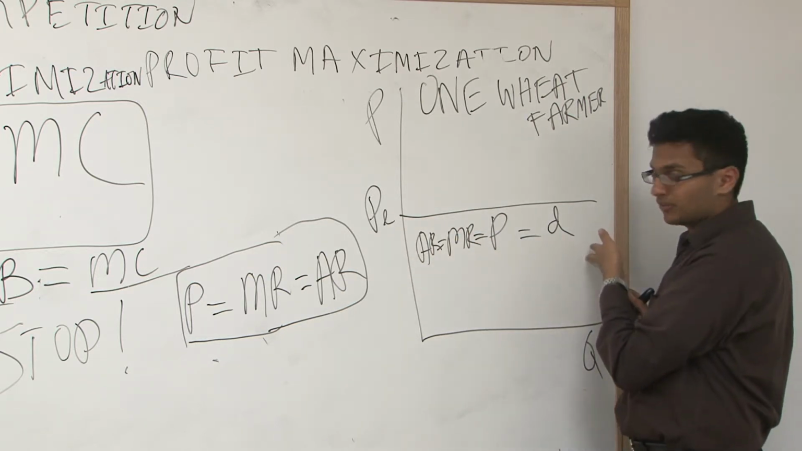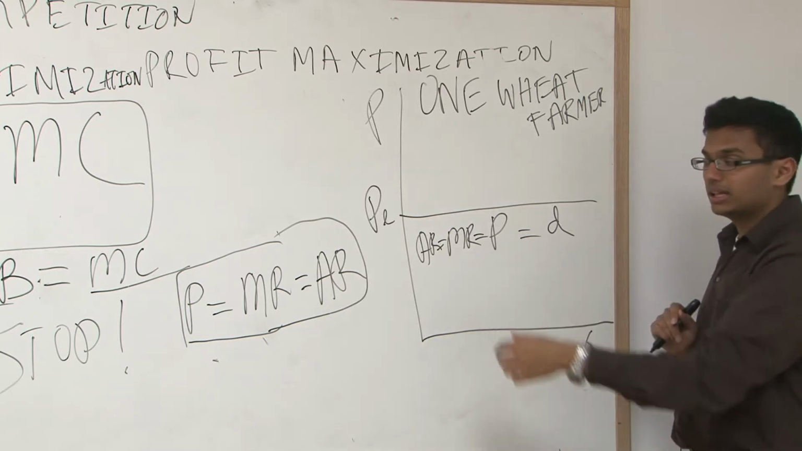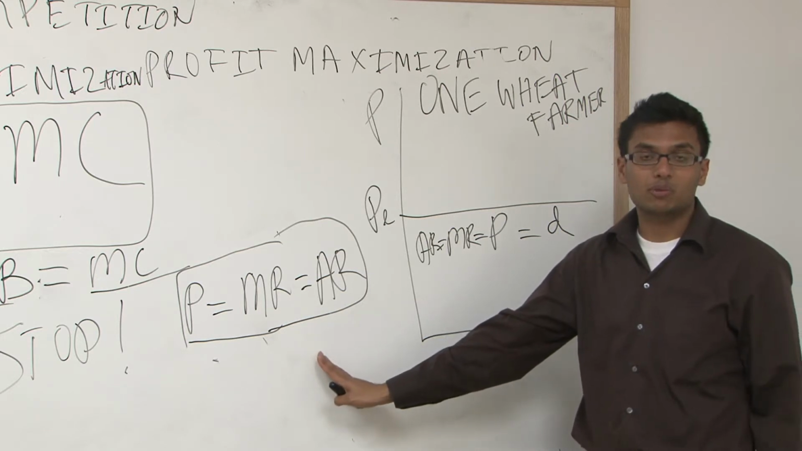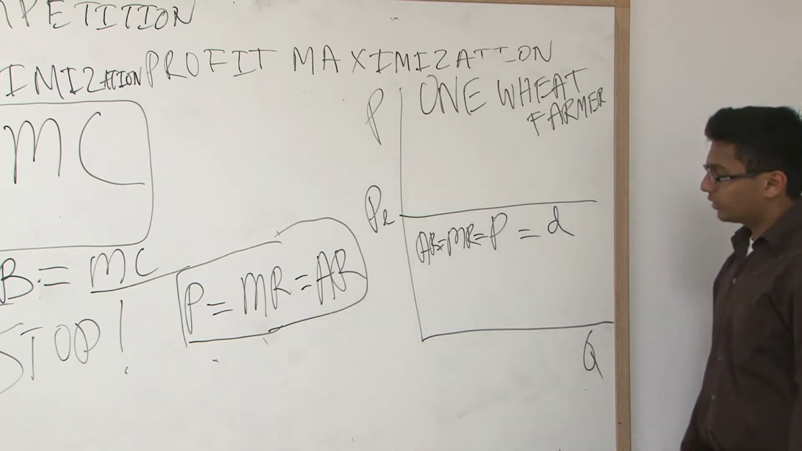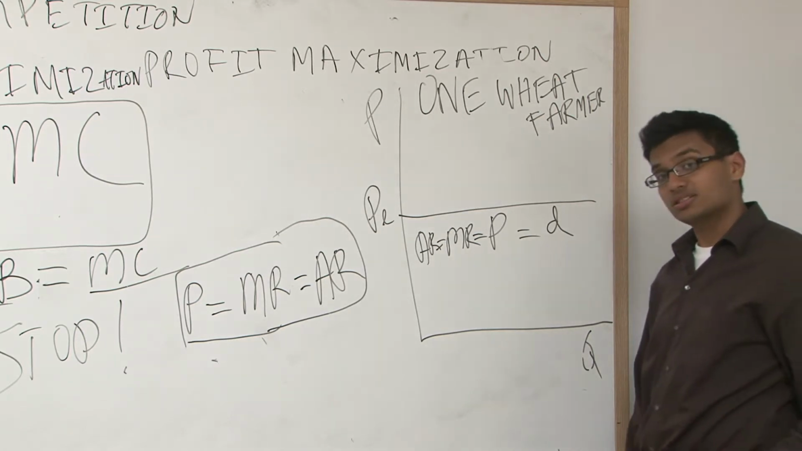This is the demand, but it's also equal to AR and MR. It's also equal to average revenue and marginal revenue, and we've derived that a couple of minutes ago. Okay, so what's the other piece that I'm missing? I have the revenue part. What's the other part? It's cost, right?